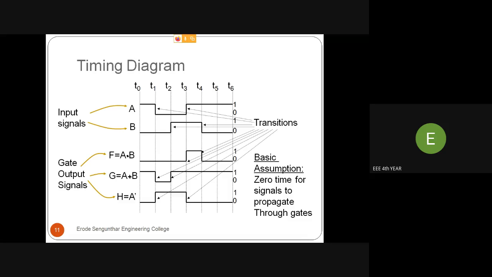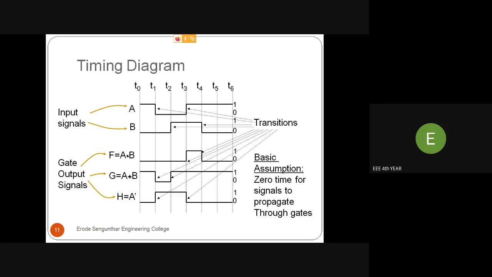Next, the timing diagram. See, at different instants different inputs are on. We have two inputs, A and B. A is initially high at T0 and low at T1, and stays low up to T3. Again it is high at T3, and still high up to T6. Now see the second input B, it's low at T0 and high at T2.